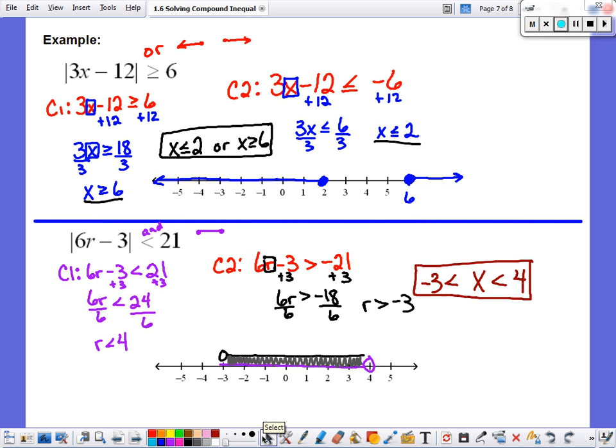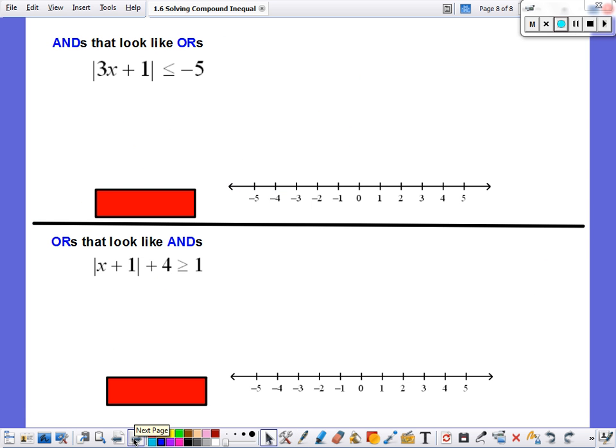Okay. Moving on, we've got ands that look like ors and ors that look like ands. This is the last thing we'll take a look at, and these are the tricky ones. You don't come across a lot of these, but they are a little tricky. Notice here we have the absolute value. We have to isolate it by itself. It already is. Less than. So this is an and. Okay, it's going to look like an or, obviously.